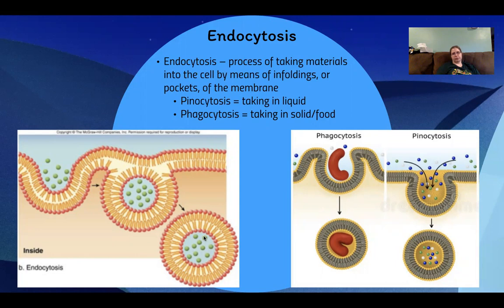Now there's two different types of endocytosis based on what's being brought in. If you're taking in liquids or a lot of smaller molecules, we call that pinocytosis, like you see here. If it is a larger solid or food molecule, then we'll do phagocytosis. It's the exact same method, it's just we give it different terms based on what is being engulfed and taken into the cell.